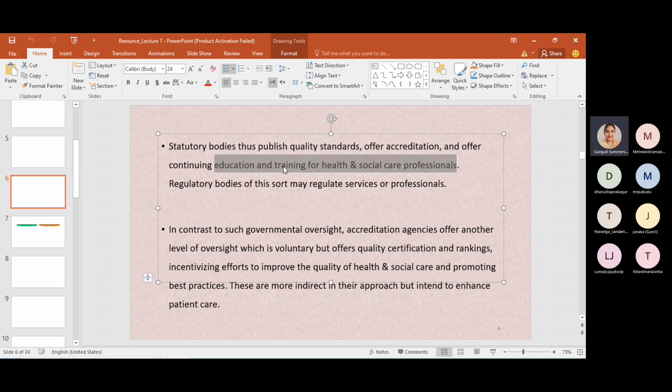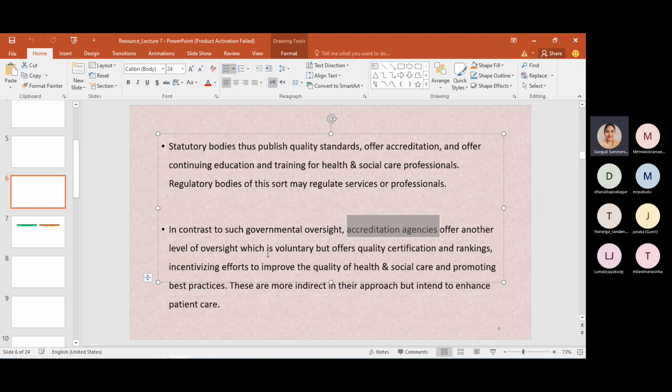These are the roles or functions done by statutory bodies. These bodies regulate services or professionals. The services and the professionals are regulated by these statutory bodies. And accreditation agencies are another type of regulatory body, a special kind of regulatory body.